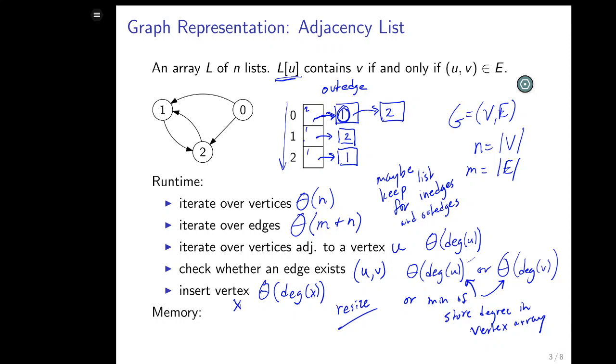How much memory does this take? Yep. There's n, and then there's m. N for the array of vertex pointers, the vertex data, and then m for each of the links in the linked lists. Do I have to add all the incoming edges to that degree as well, when you go through all the vertices? How much time does that take?